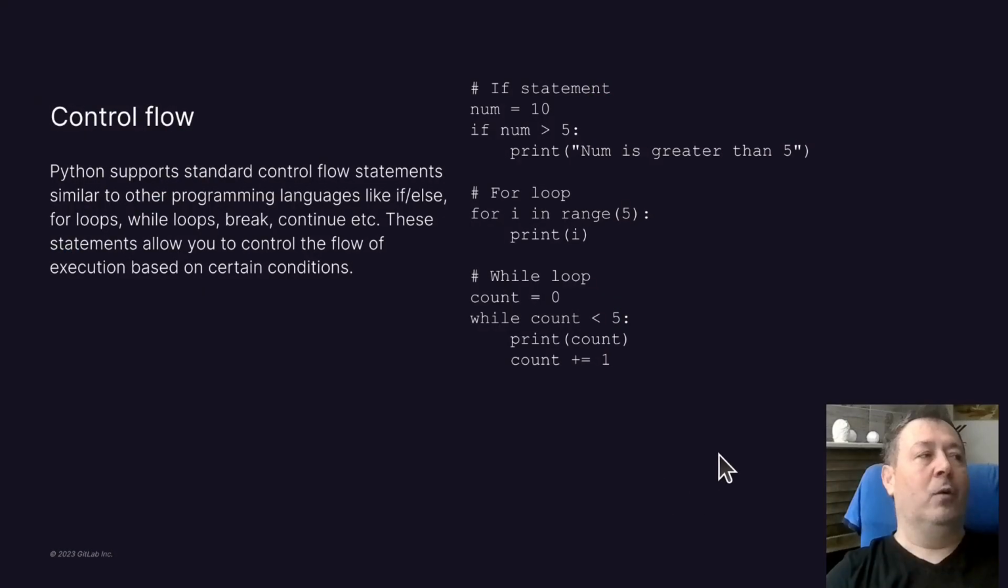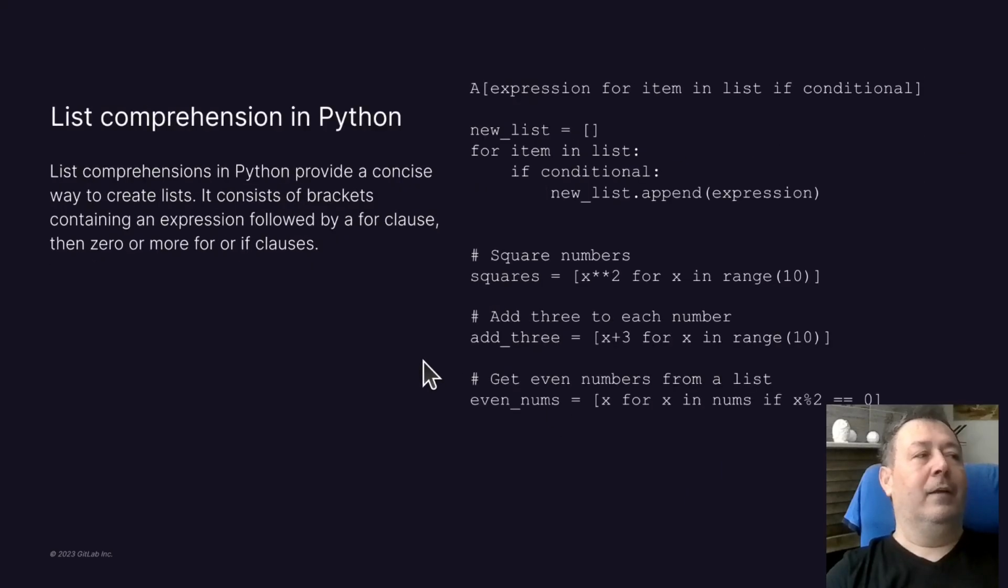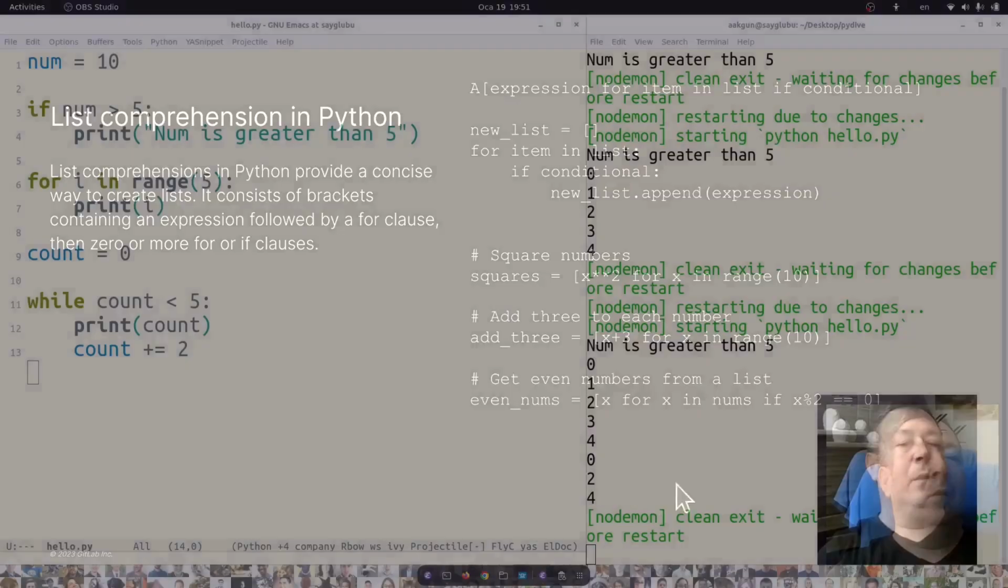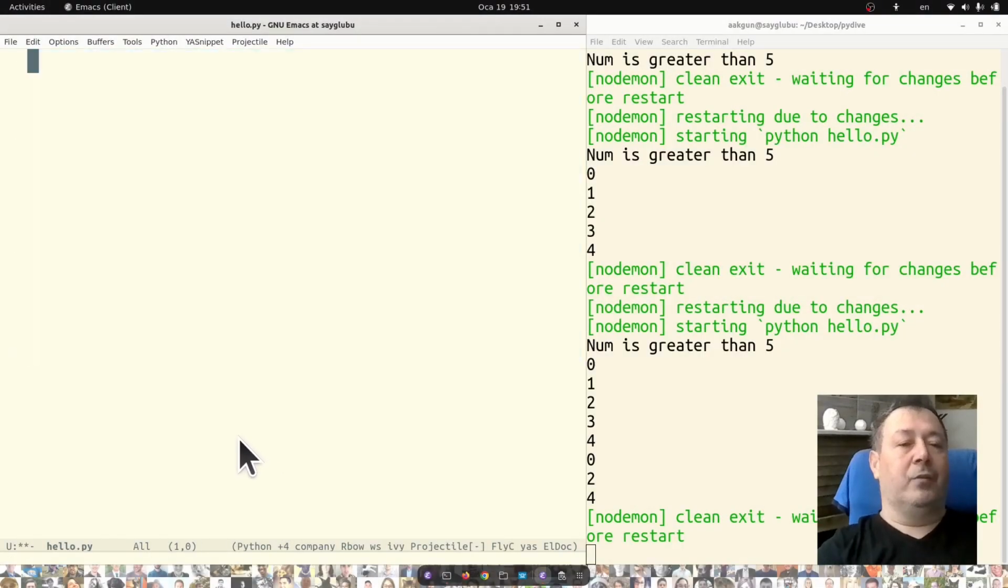Now let's go and learn list comprehension in Python. So it's a concise way to create lists, and here's an example here. Here you go, we create square numbers. Let's give it a try. So I come to my screen.